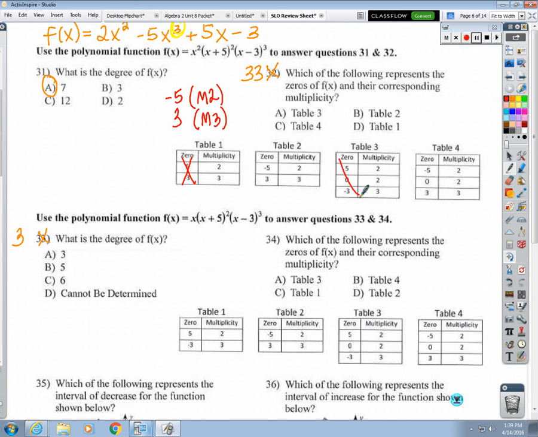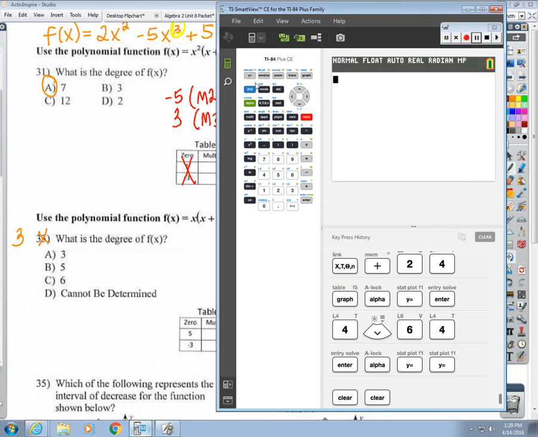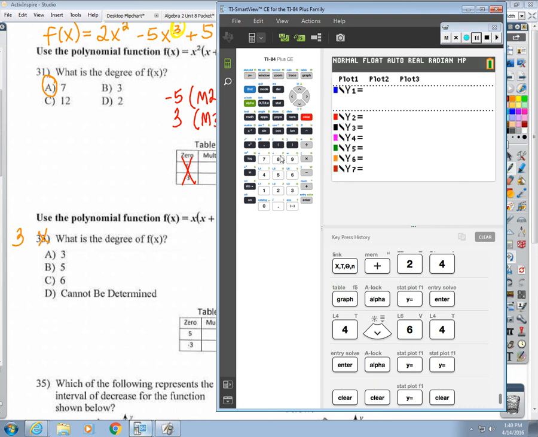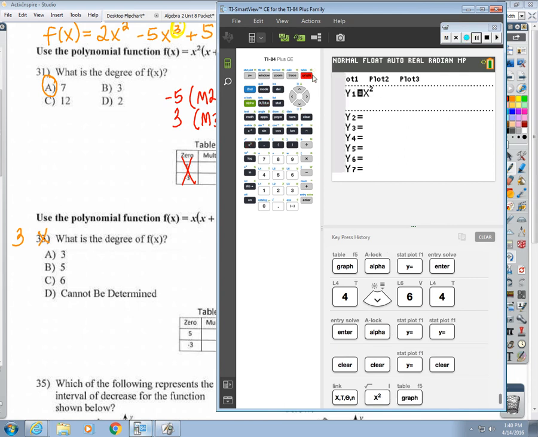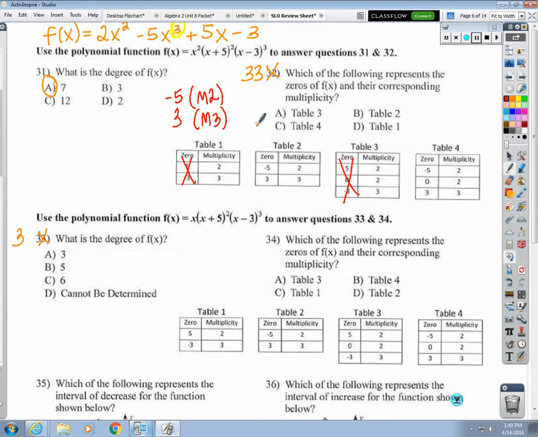Okay, so we know we're looking for a negative 5 and a positive 3. That's wrong. That's wrong. Now we have to decide if there's not a 0 or if there is. Where would it cross the x-axis for x? 0. Think about it. If you graph y equals x squared, doesn't it cross at 0? And it doesn't just cross, it bounces. And why does it bounce? Because it's squared. So there's also a 0 at 0, and it's a multiplicity of 2, which is table 4.